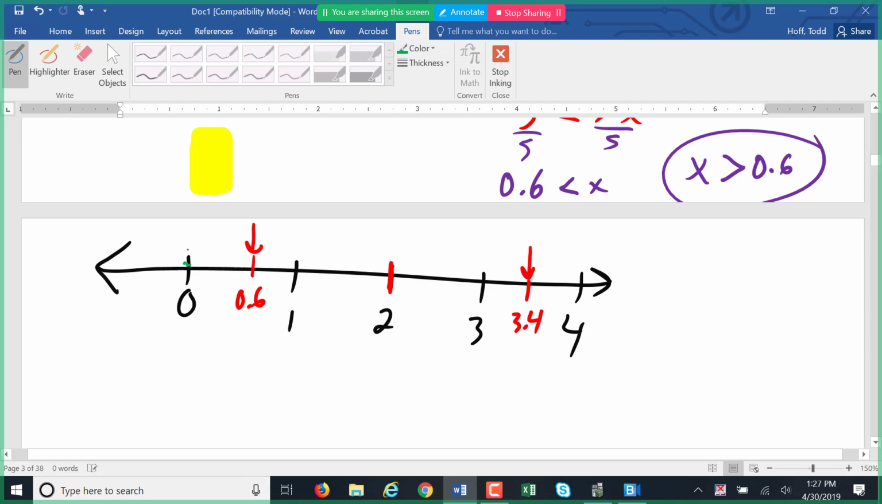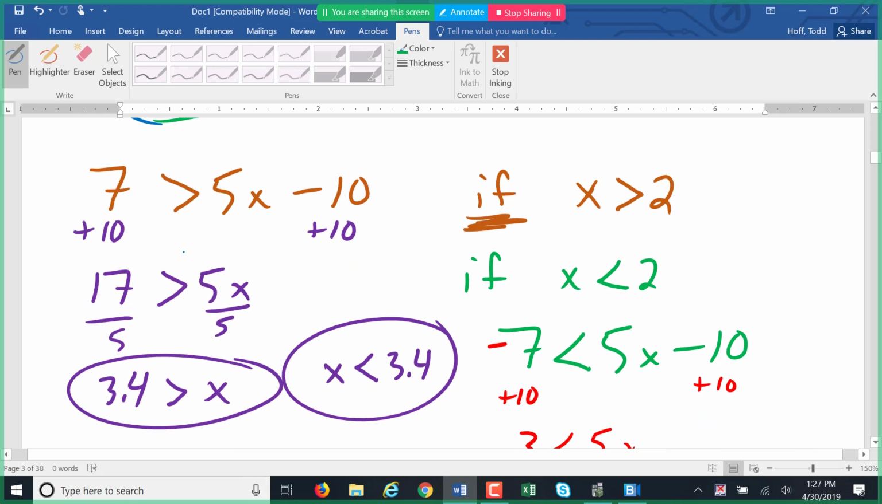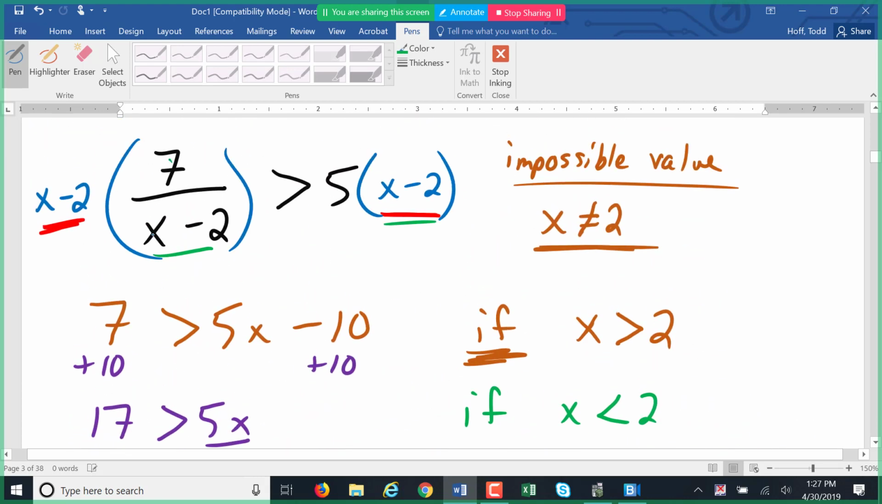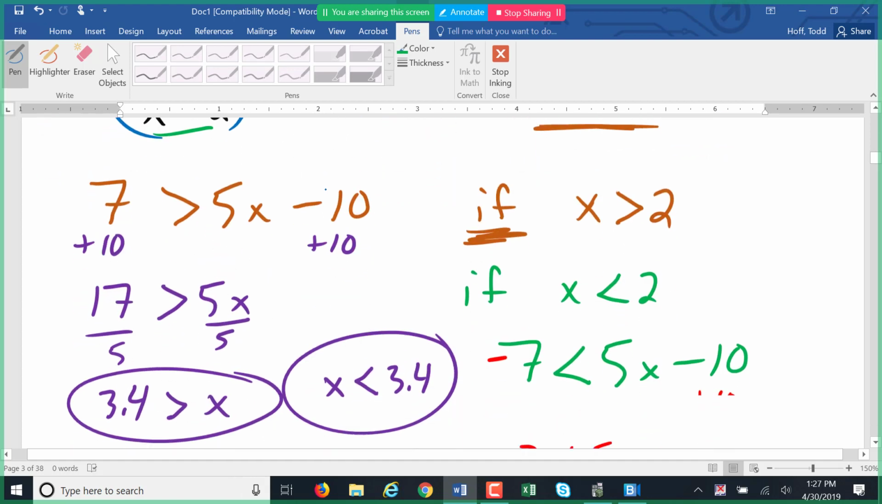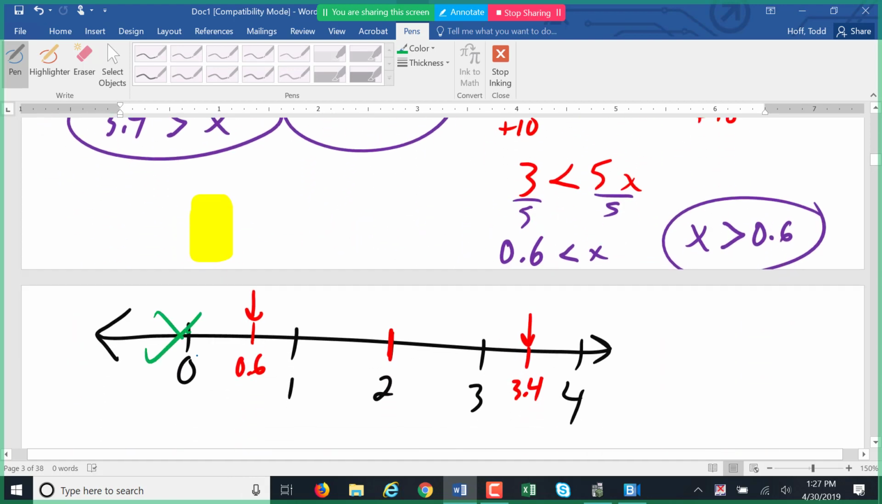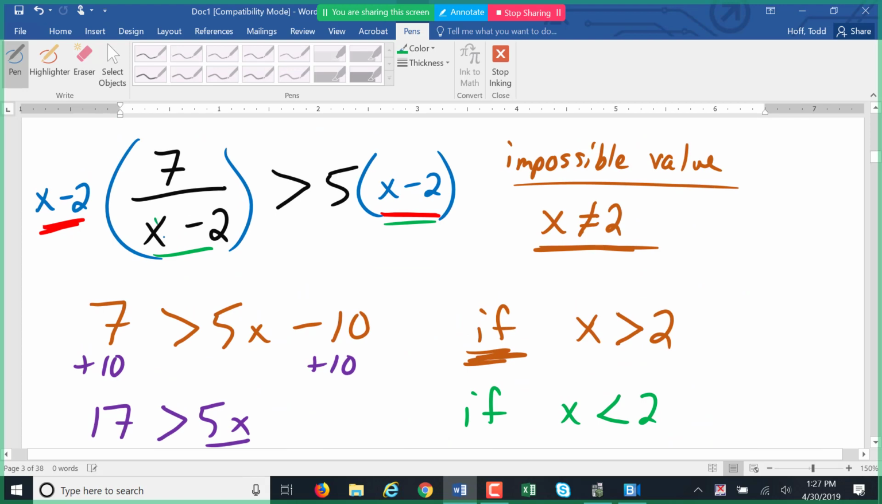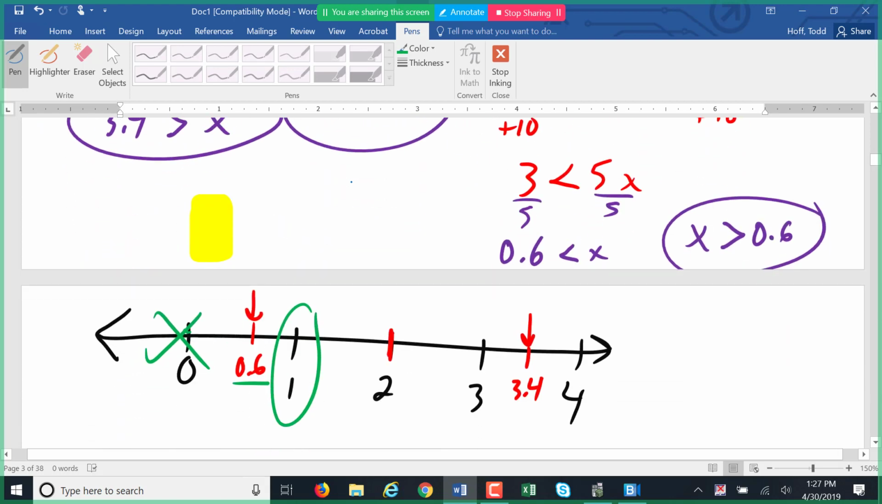Well, let's check. If we put in 0 here, do we get something that's true? 7 over negative 2, is that greater than 5? No, not true. If I put in 1 here, does it make it true? Well, no. 1 minus 2 is negative 1. 7 divided by negative 1 is not greater than 5. That section is not true.